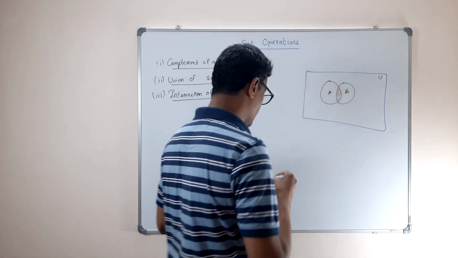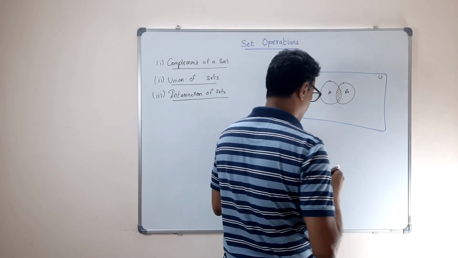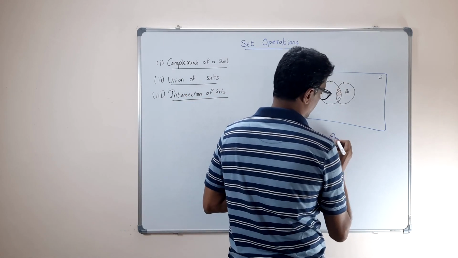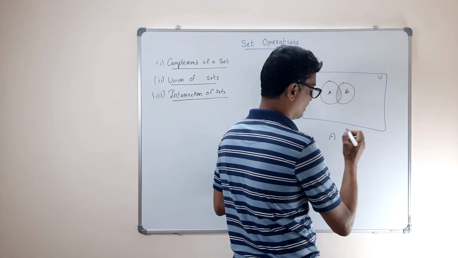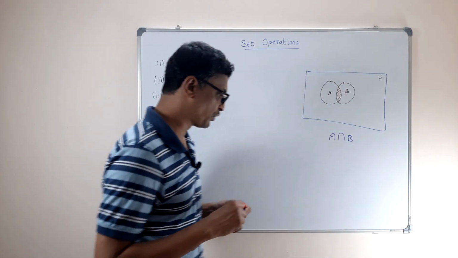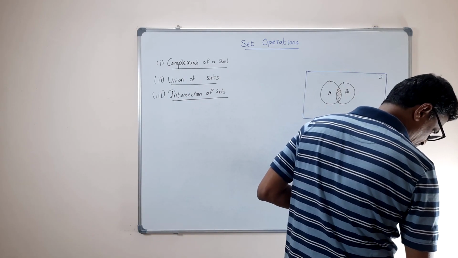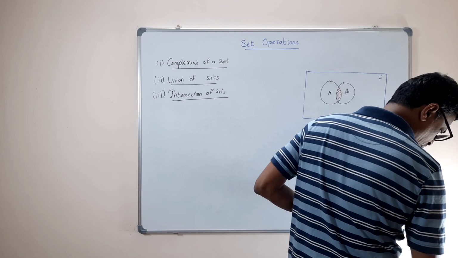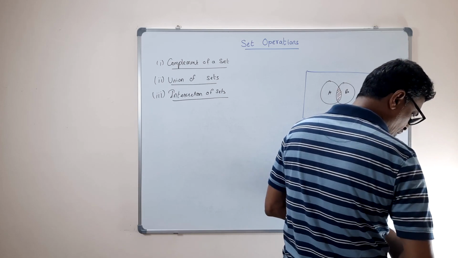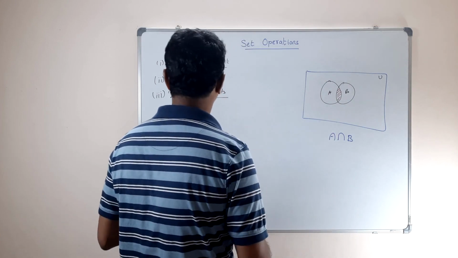What is the symbol? The symbol for intersection is A, inverted union, B. So this is what we call intersection. You can take the book, they have given some examples. That's something we can write here in the set builder form.